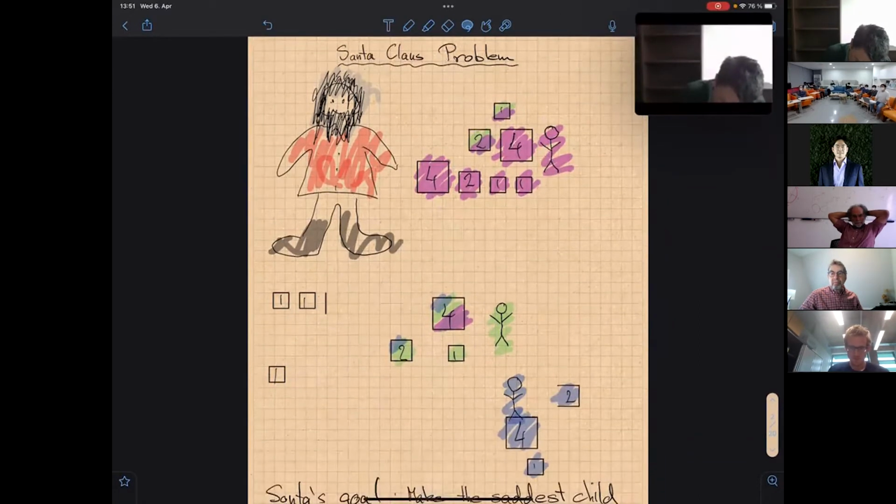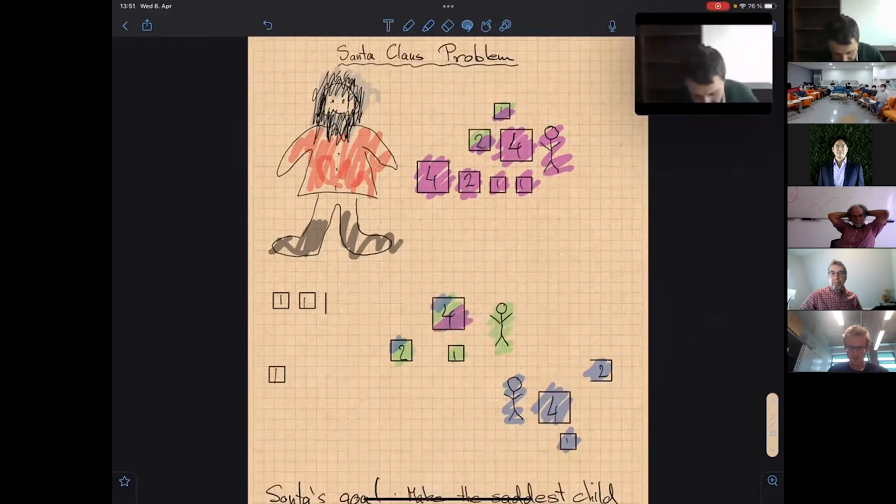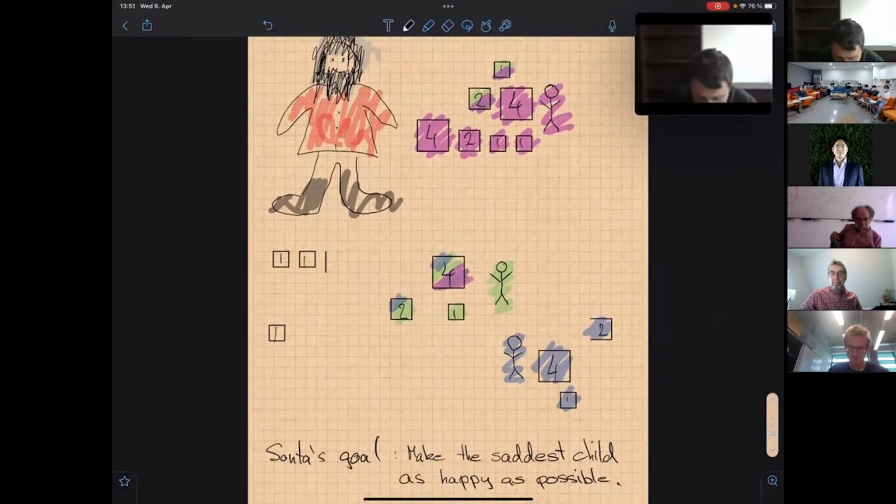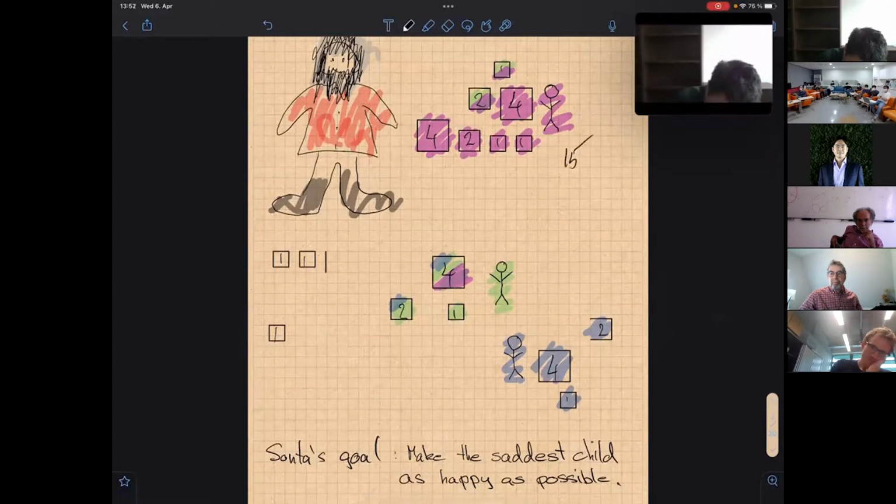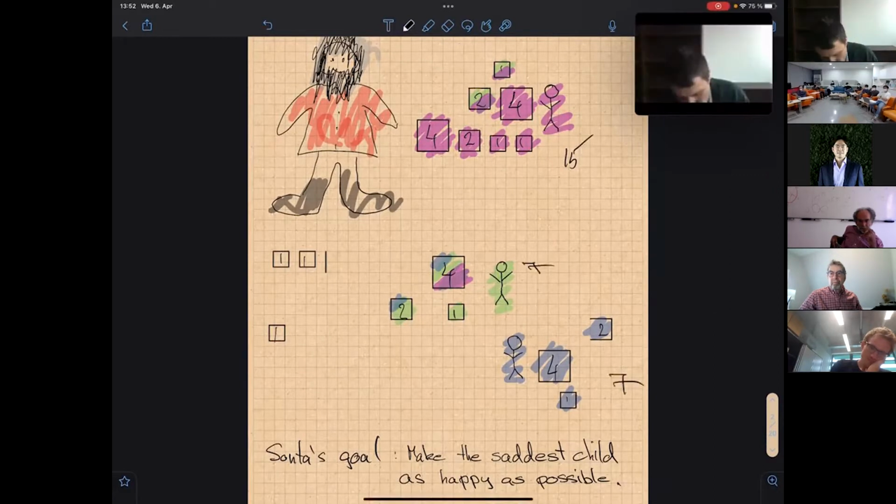this to this child, and now somehow he has to measure how satisfied these children are. What we choose as a measurement is that we add up this monetary value, and we assume that the children are happier if they get more expensive gifts. How happy is this child? It's 15. This is just 7, and this is just 7. So this is not really good for this green and blue child.